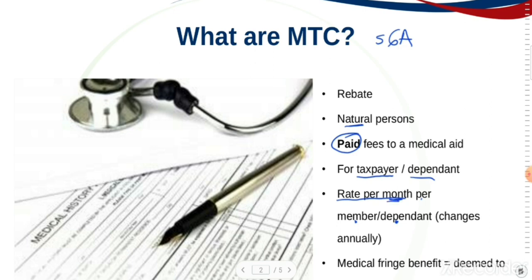The rate is a rate that is per month. So please always remember to check for how many months the taxpayer or the dependents were members of the medical aid scheme. And it does change annually, year on year. So when you're dealing with the 2021 year of assessment, make sure you use the correct rate.